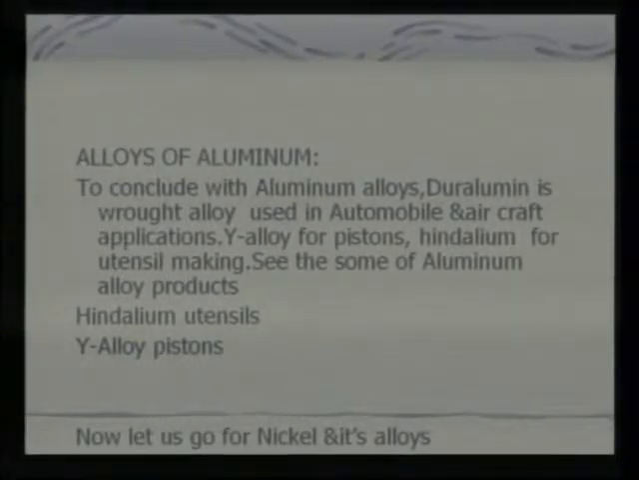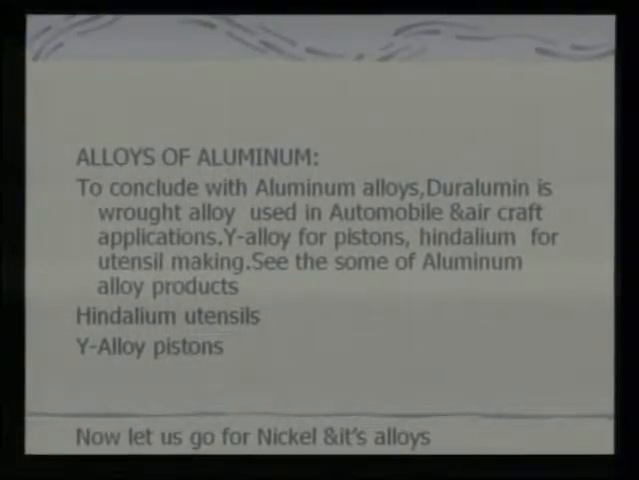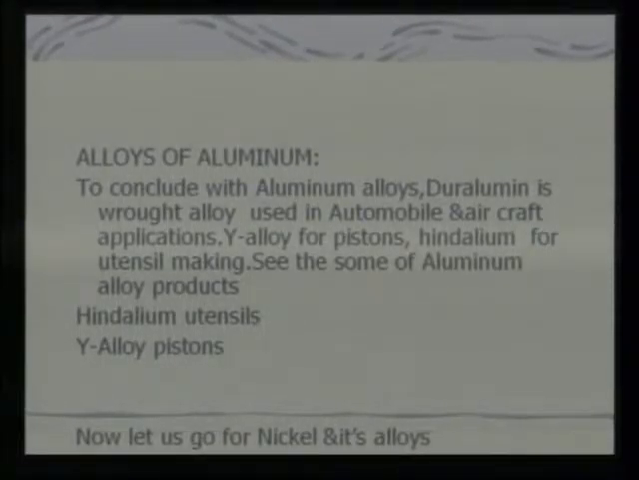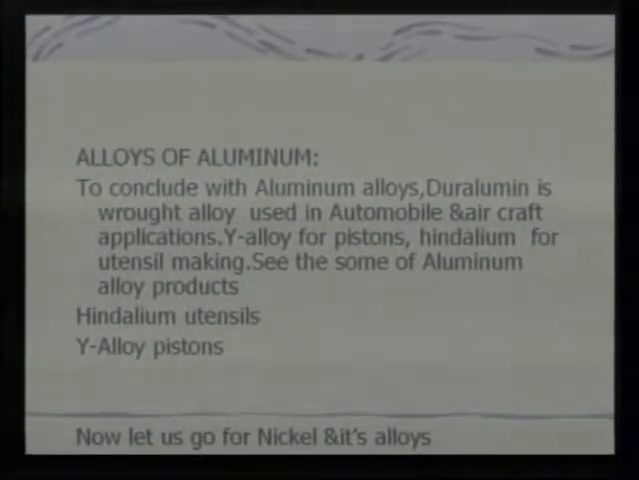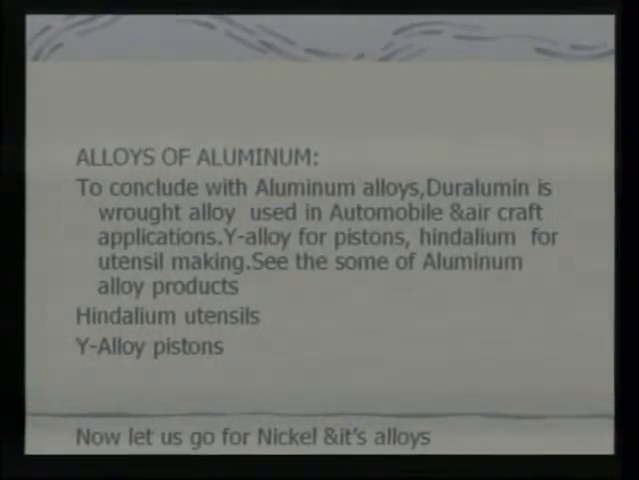Magnalium, with magnesium 2 to 10%, copper 1.75%, remaining is aluminium, which is light in weight, possesses good mechanical properties, is useful for aircraft and automobile components. Hindalium, magnesium 3.5% approximately, and a small percent of chromium, and rest is aluminium. It is very good corrosion resistant. Due to that, this is used for utensil making. Cookers, etc., are made with hindalium.